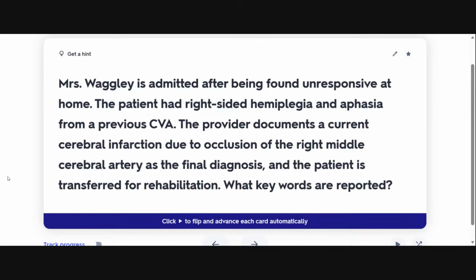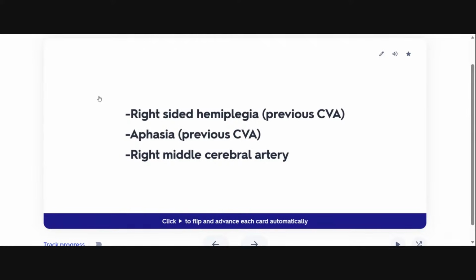All right. If you're still typing, still put it in the chat. All right. So I am focusing on, and I think everyone put it in the chat, the right-sided hemiplegia from a previous CVA, the aphasia, again, from a previous CVA. So when I'm saying CVA, I mean the cerebrovascular accident, what we were talking about beforehand. And then the right middle cerebral artery is also what I am taking out of that. So if you got that one right, amazing job.